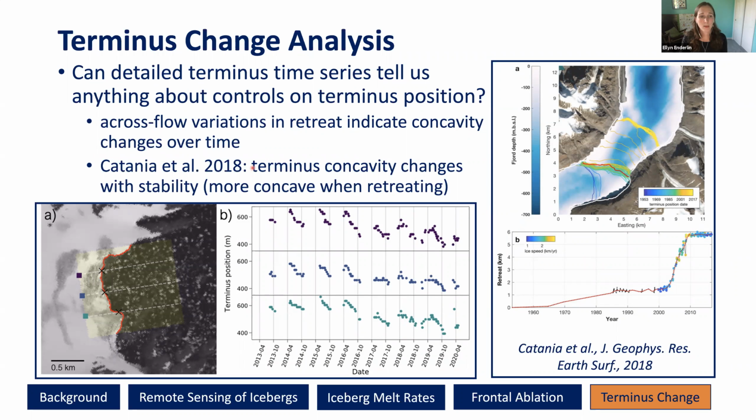And Ginny Catania had a paper in 2018 where she talked about the fact that terminus concavity changes with stability. It's more concave when retreating. And now with a much larger data set, we'll be able to explore what is actually causing that in more detail.